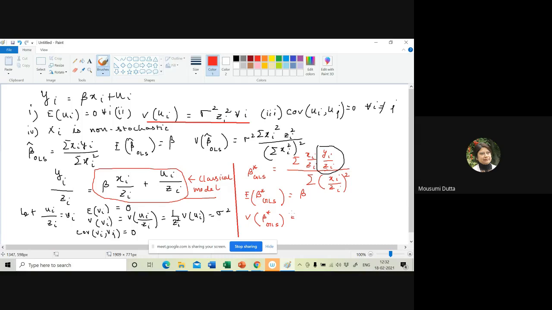So in a two variable format, you know the value of variance of beta hat OLS. So here variance of beta star GLS will follow that formula only. However, in place of X, you have to write X by Z, and in place of Y, you need to write Y by Z. The formula will be similar to that of the OLS variance formula. Now, what is the formula for variance of beta hat OLS in a classical model, in a two variable case?